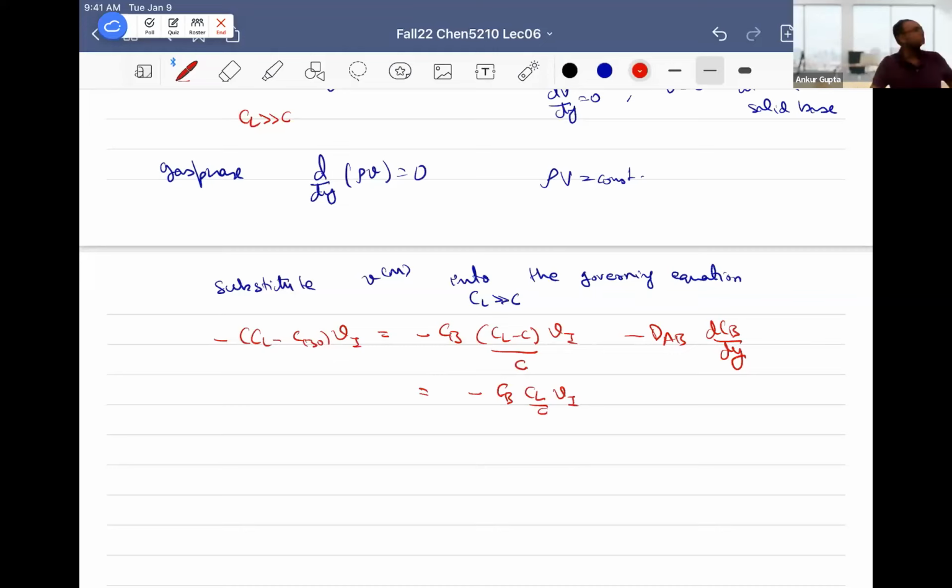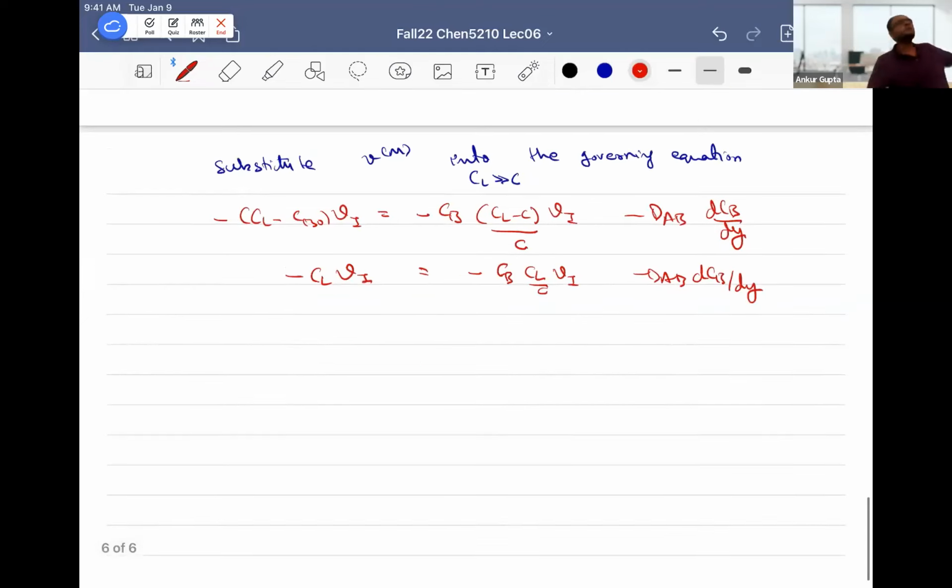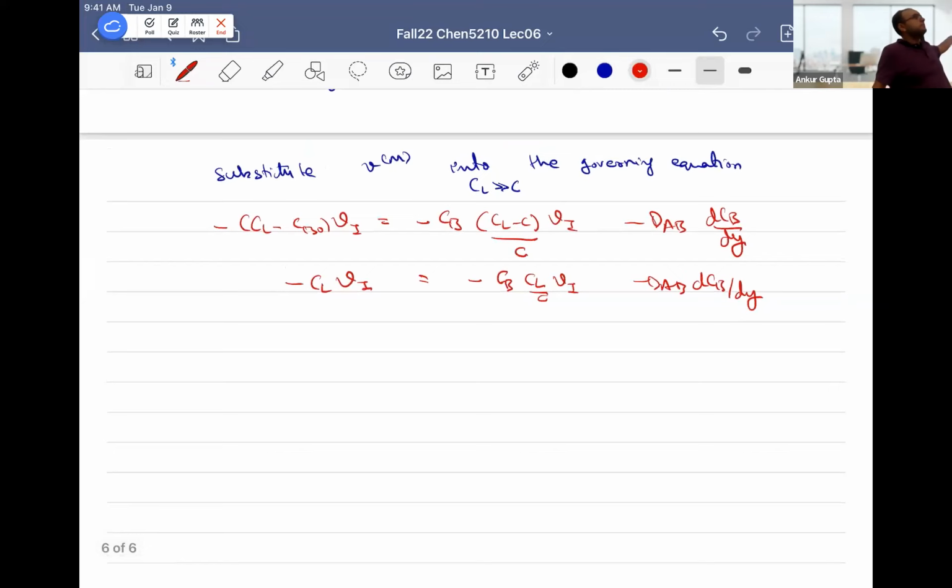And what can I do about this term here? Any thoughts about this term? CL minus CB naught? No, still CB naught, right? Because again, CB naught is smaller than C. CB naught is even smaller than small c because it's just a part of the concentration. So I can also say this is CL VI minus DAB dCB by dy. And this is, again, you can solve it. It's not required. I'm just making this because it makes it a little bit easier to see the whole result.